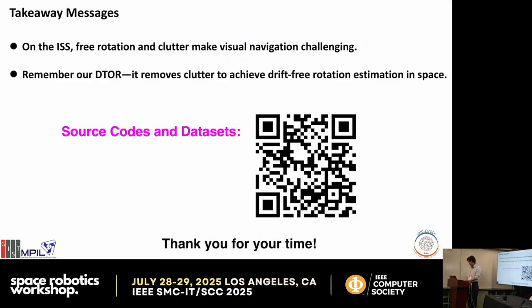In conclusion, free 360 degrees rotation and cluttered environments like the ISS make visual navigation extremely challenging. And our method removes clutter and enables accurate drift-free rotation estimation in space. Also, this is the first time that a digital twin has been used for feature filtering or line filtering, making our method a novel approach.